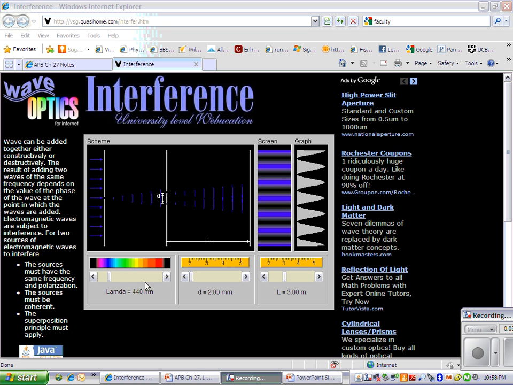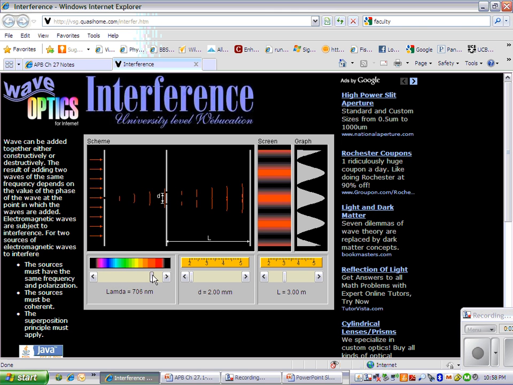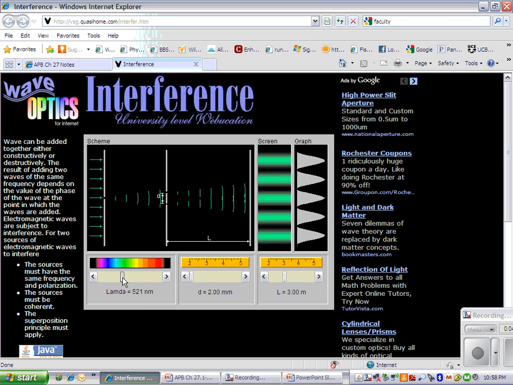So here are different ways I could change the variables. I'm going to change the wavelength of light, from a small wavelength to a large wavelength where it's red. And you'll see that the distance from one constructive interference point to the next is longer now. This variable here is actually called x. I'm going to put it back to green light.